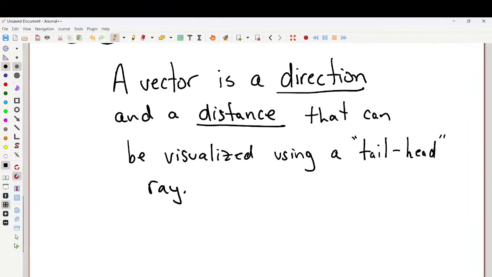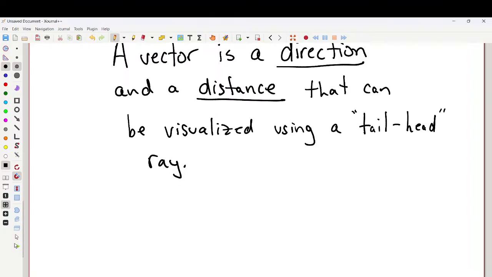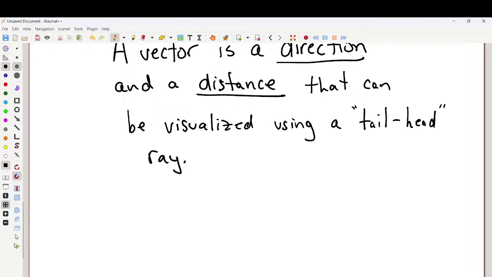All right, so a vector, depending on where you use it, has many uses in different sciences, like computer science versus physical science and others I don't know about. A vector has different interpretations. But for us, as an entry to what a vector is, it's a piece of information that has two things associated with it: a direction and a distance. And one way we visualize it is using what we call a tail to head ray.